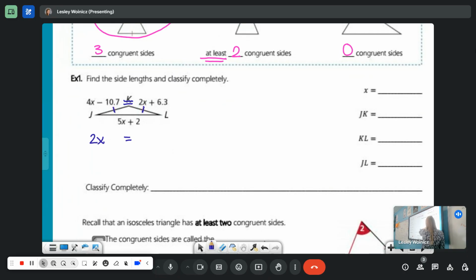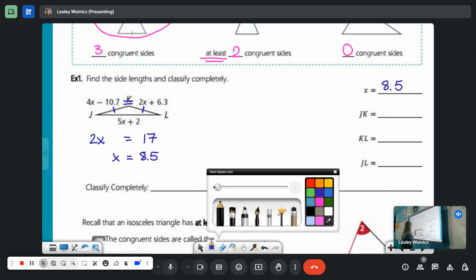6.3 plus 10.7. I'm getting 17, but I'm notoriously bad at mental math. Dividing by 2, 8.5. All right, so I still have to plug that in. So I'm going to substitute that for all of my x's.